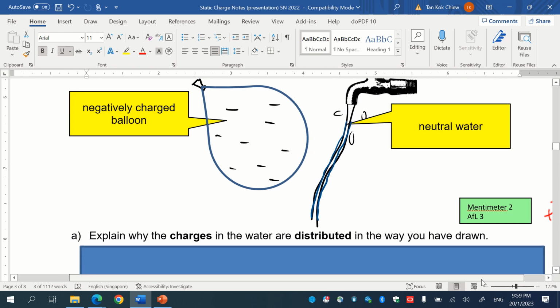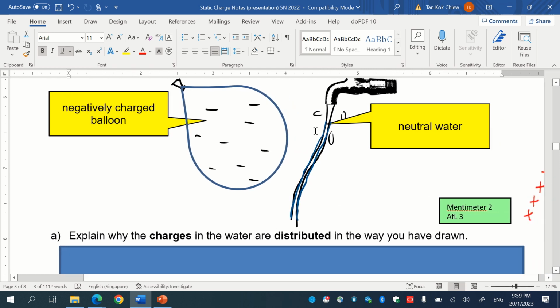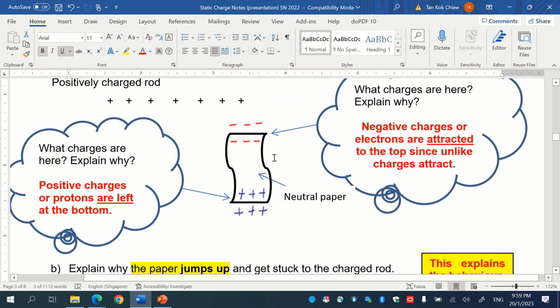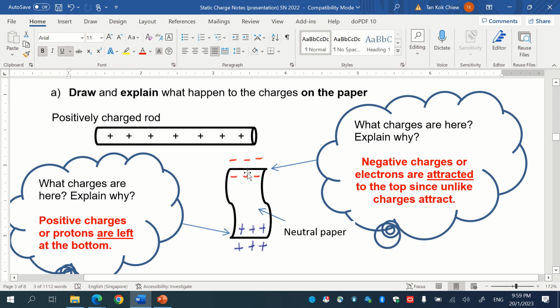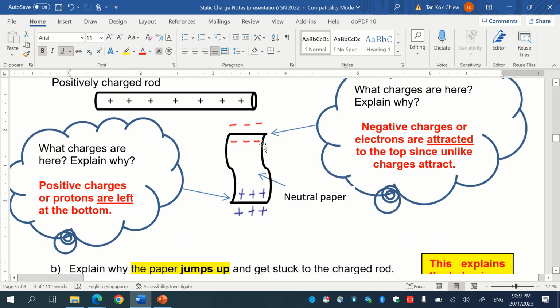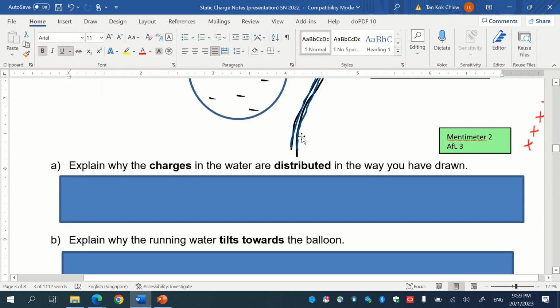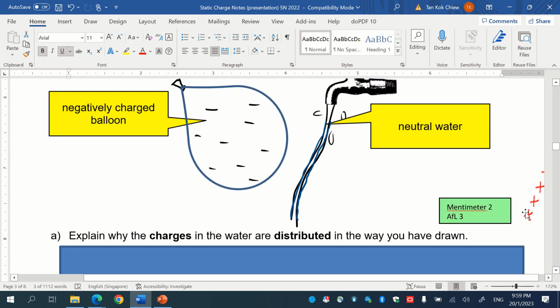Because the water is the neutral body, it has both positive and negative. But how did the charge separate? Okay, so you can draw this way. For it to be separate, the side nearer must always become the opposite. Opposite to who? Opposite to the charged body. Just like the paper, the top side becomes negative. Why? Because it must be opposite to the charge on the rod. Since the rod is positive, the top end that is nearer to the rod must be the opposite charge, that is negative. So now, this stream of water, you will have to draw this way.